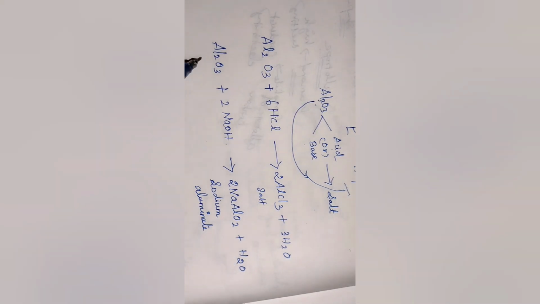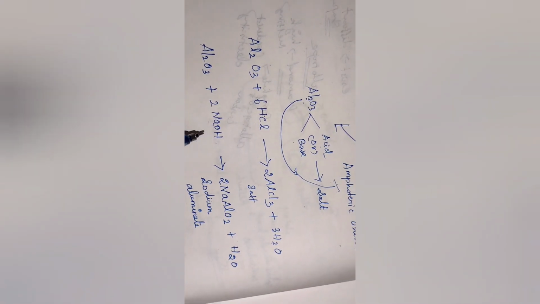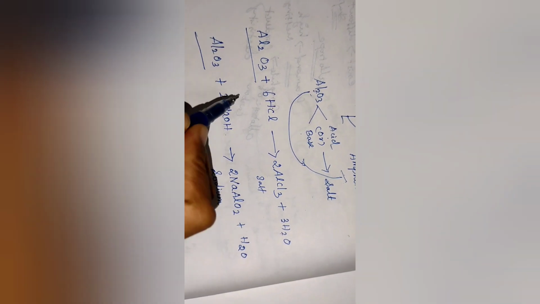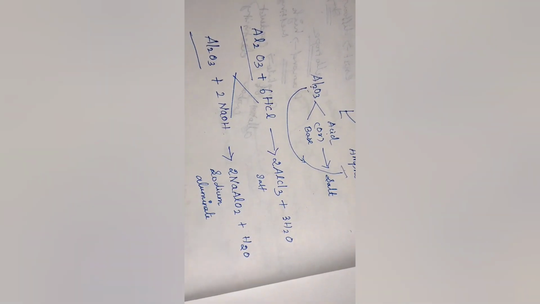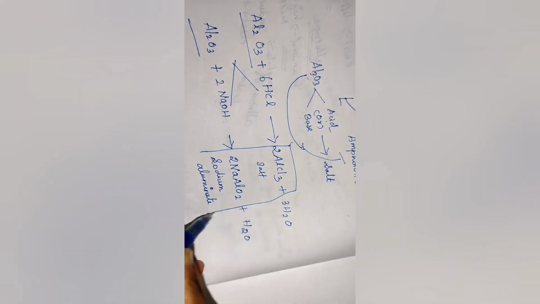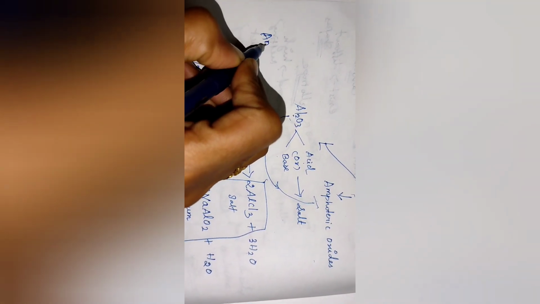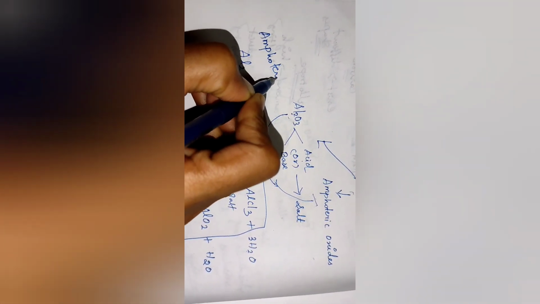The aluminium oxide is reacting with base to give salt. So this aluminium oxide is reacting with both acid and base, and it is giving salt. So this type of oxides is known as amphoteric oxides.